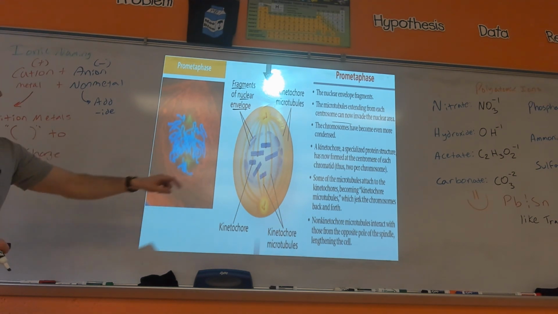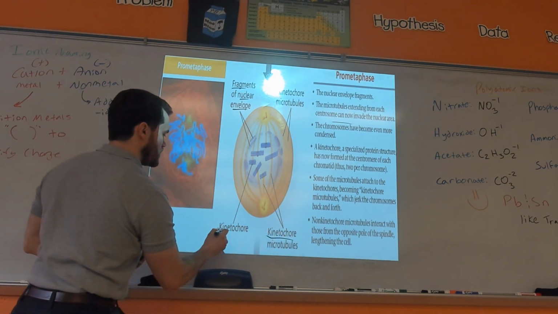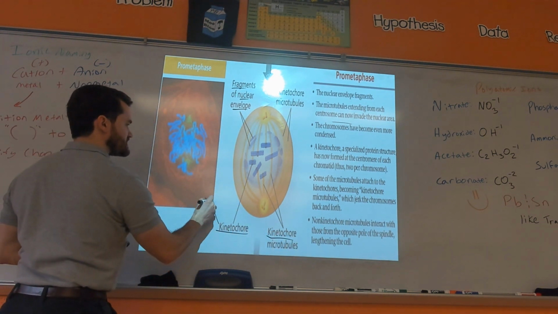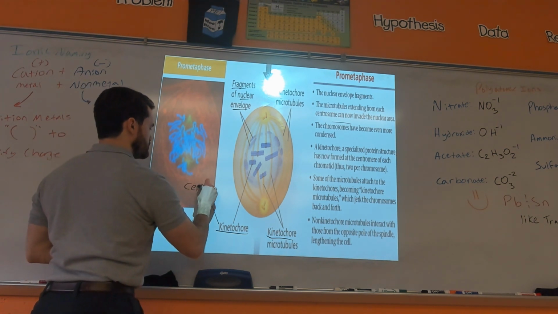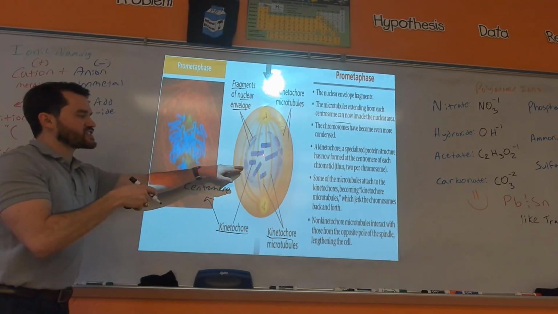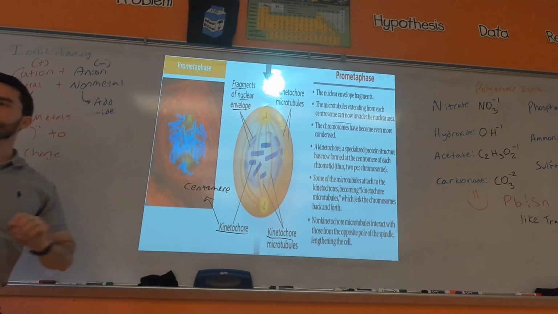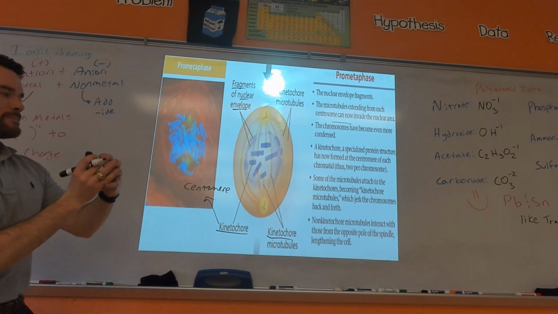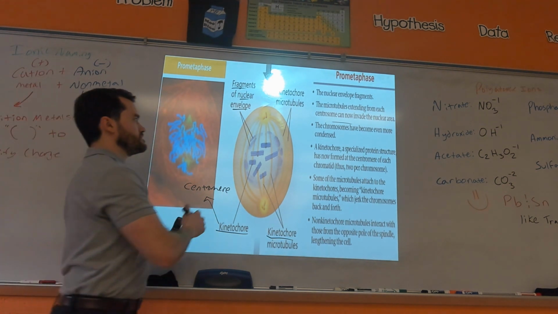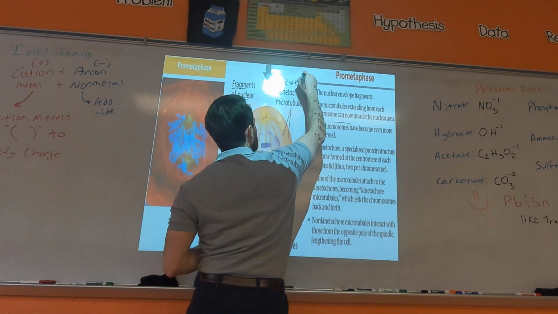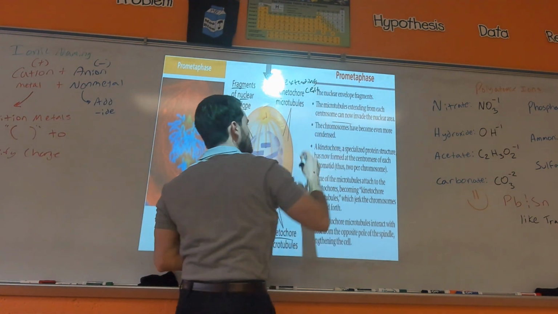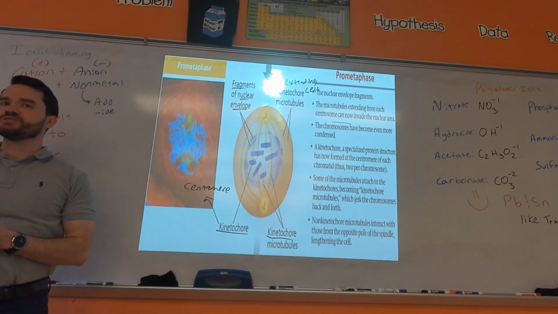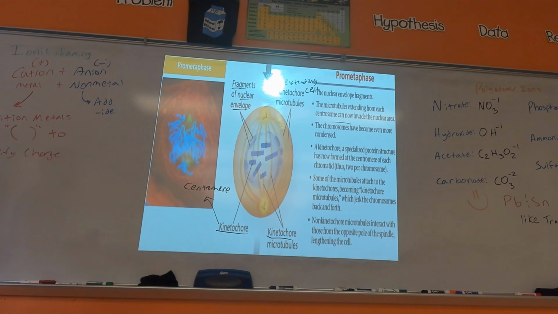Here you have the kinetochore microtubules. Those are the microtubules that actually connect at the centromere. So think centromere. They're the ones hooking up at the centromere of those chromosomes. The non-kinetochore microtubules' role is more to keep extending the cell, because we want to extend the cell so we can break it up into two new cells. Notice how the centrosomes are on opposite poles.